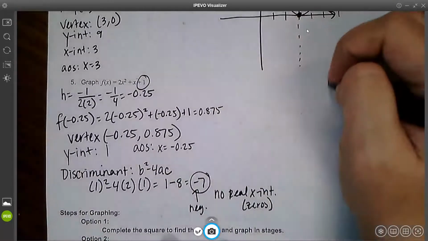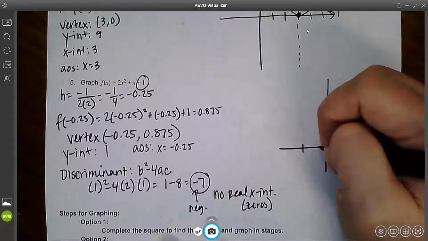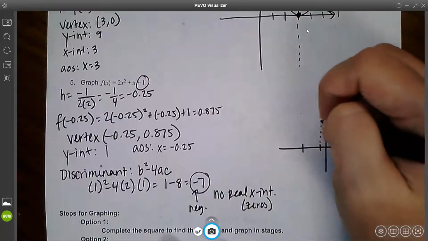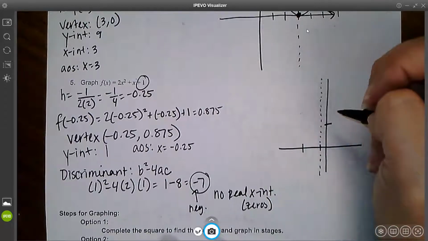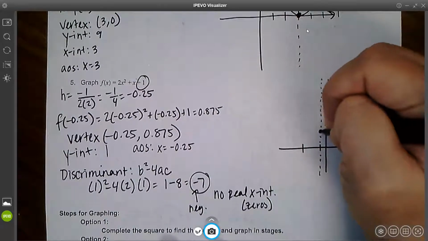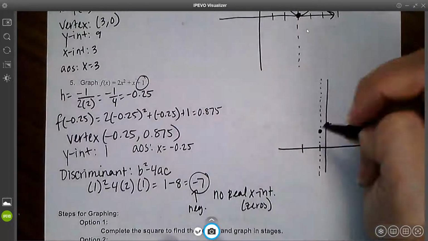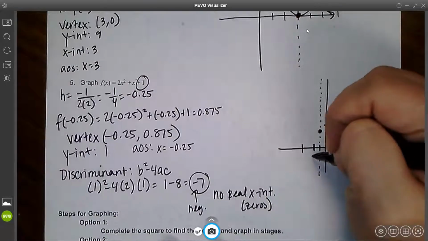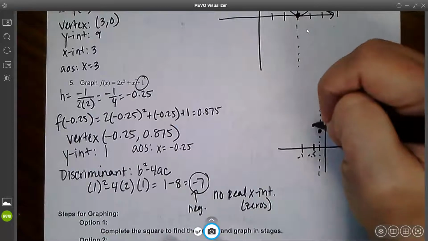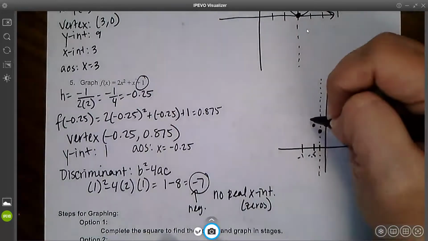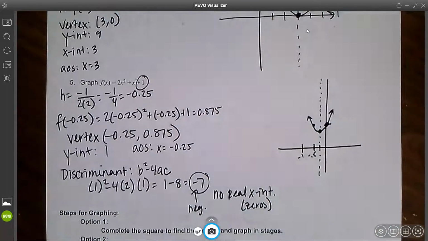So now I'm going to graph this guy. If this is negative 1, I'm at negative 0.25, and I'm going to go ahead and graph my axis of symmetry. And if this is positive 1, I'm at 0.875, so I'm close there. And then my y-intercept is at 1. So if I go over to 1/2 here, then that is going to use my axis of symmetry to find that point. And there you go. You can find some more points on your calculator if you like.